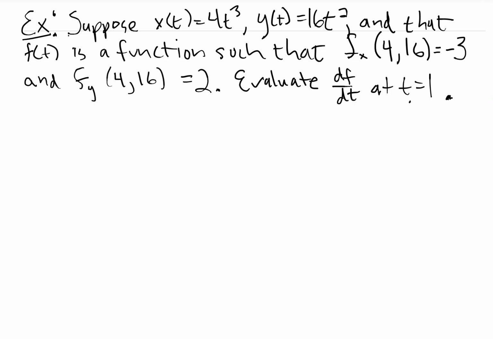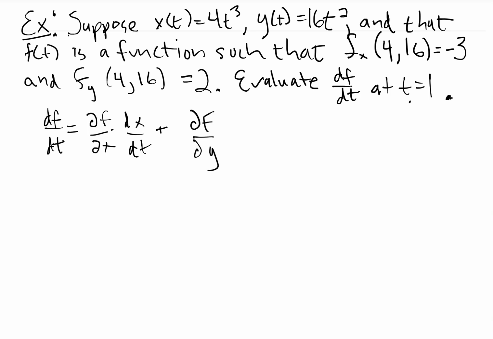Now for me to tackle this, kind of like before, if I'm applying the chain rule, I will need my formula, df dt. This is my derivative of f with respect to x, dx dt, plus my partial of f with respect to y times dy dt. If I'm worried about this thing at t equals 1, well, what's with all this 4, 16 stuff?